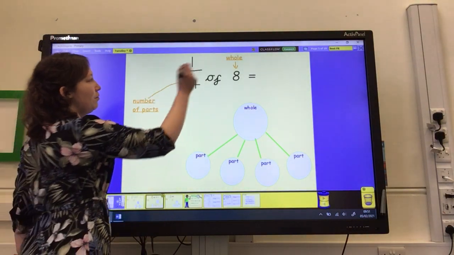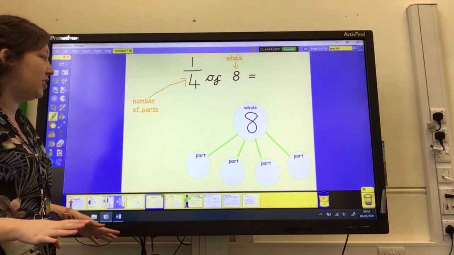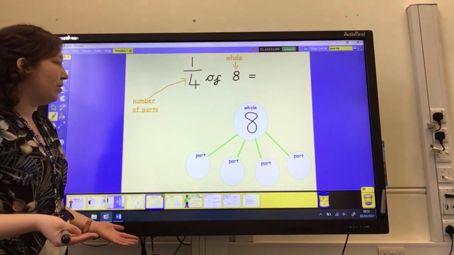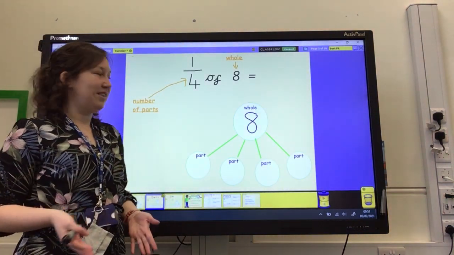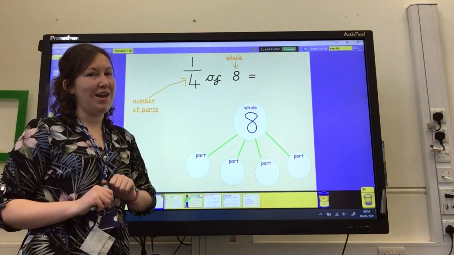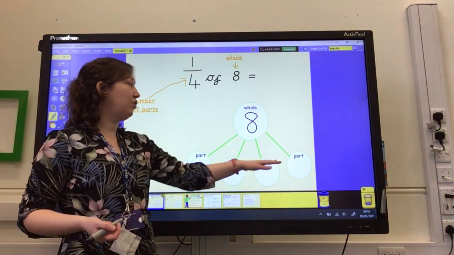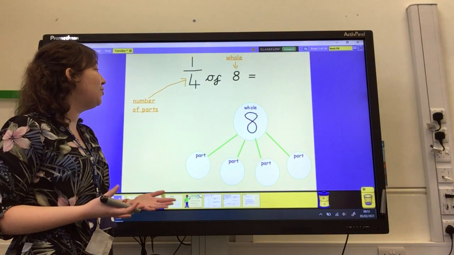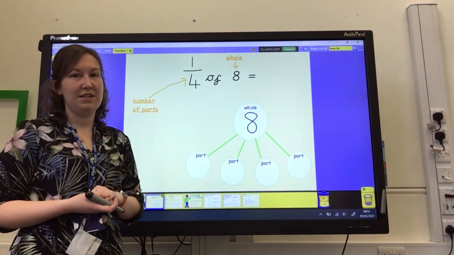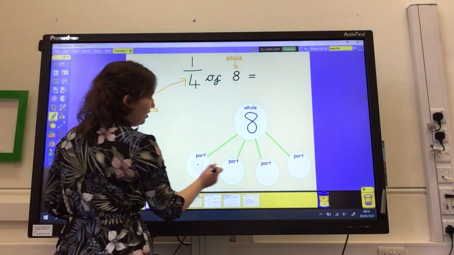Okay, so my whole is eight. So I know that I can fill that bit in here. That's a nice easy part to do. Now I need to know what the parts are. Now you might know what the answer is already, and that's okay. But I would like to see what you have done in your head to work it out. So maybe you used your knowledge of multiplication, maybe you used dots, maybe you just happen to know how many somethings go into eight four times. So I'm going to use dots.